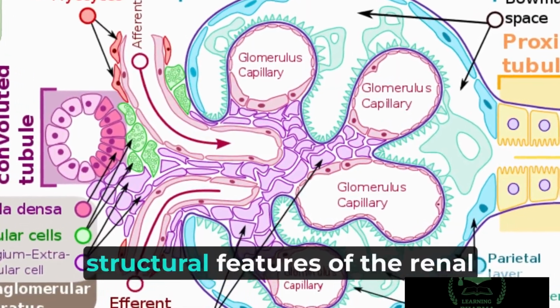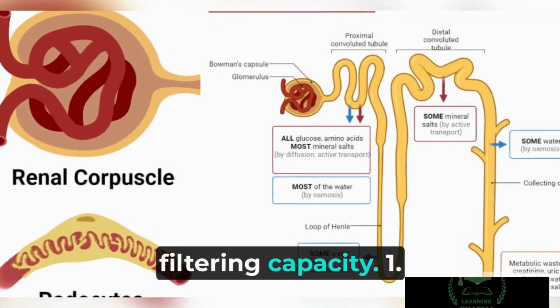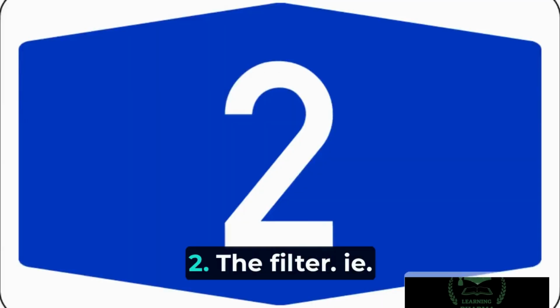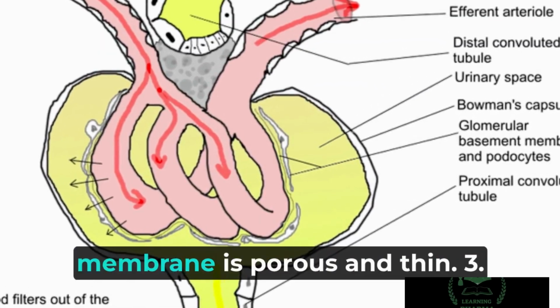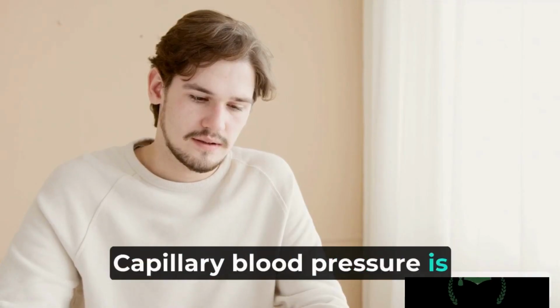Several structural features of the renal corpuscles enhance their blood filtering capacity. 1. Glomerular capillaries are long. 2. The filter, i.e. the endothelial capsular membrane, is porous and thin. 3. Capillary blood pressure is high.